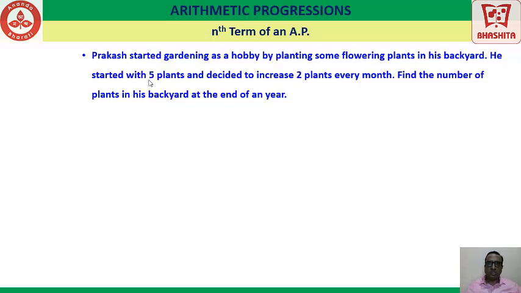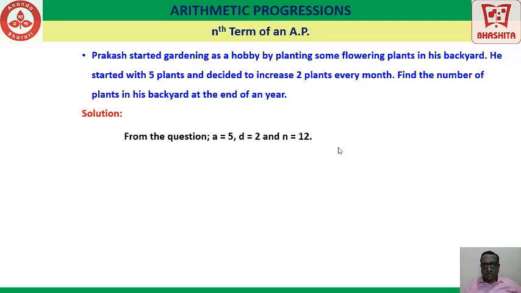The first term is 5, the common difference is 2, and we need the number of plants he is going to have at the end of a year. As you all know, a year has exactly 12 months, which means T12 is what we have to find. So n equals 12. So a equals 5, d equals 2, n equals 12. I shall give you some time. Can you find out the 12th term?